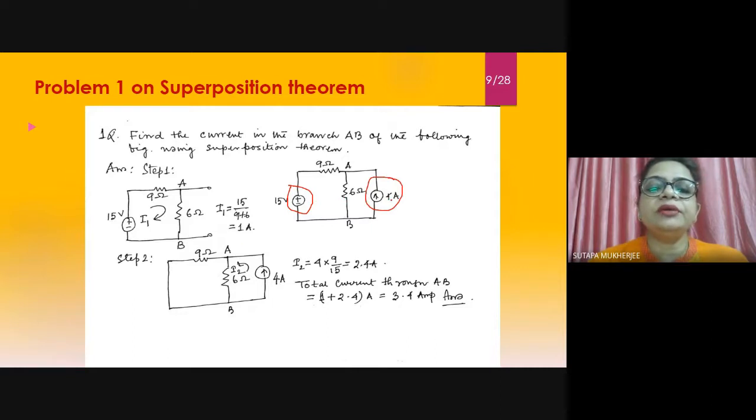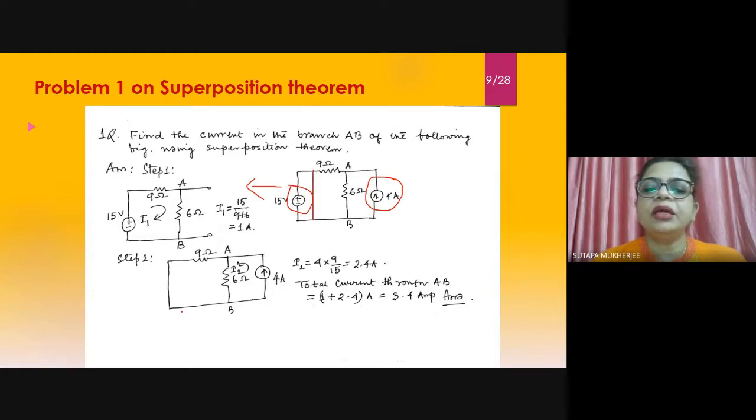Initially, I consider the current source open circuited, so I am considering only the voltage source. This is the next step. So 6 ohm is there. What is I1? 15 by 9 plus 6. Very simple, Ohm's law. That is 1 ampere. Now step 2: in this case, the voltage source will be shorted.